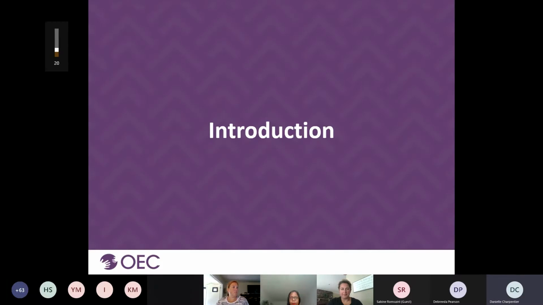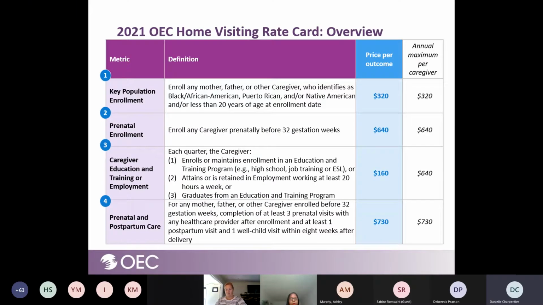Sounds good. So we wanted to just provide a quick update and background on the rate card again before we dive in. As mentioned, this session we focused on some of the implementation and data collection pieces, but just as a refresher, we'll be talking about these 4 metrics that are included in the rate card itself. First, the key population enrollment metric, which focuses on prioritized populations from OEC as well as teenage caregivers. And then the second metric is prenatal enrollment. This encourages early engagement with families early in their pregnancy.